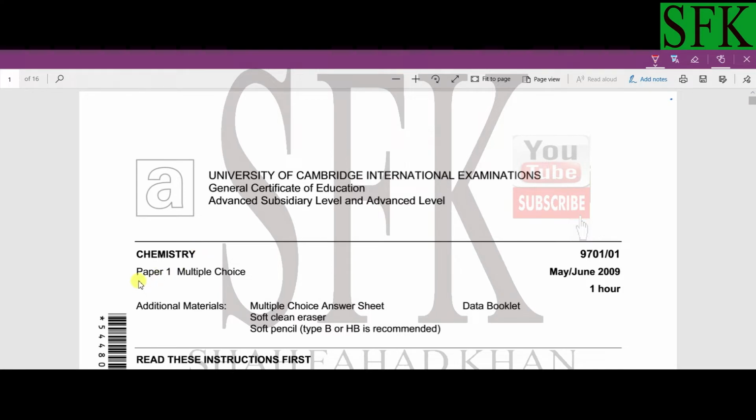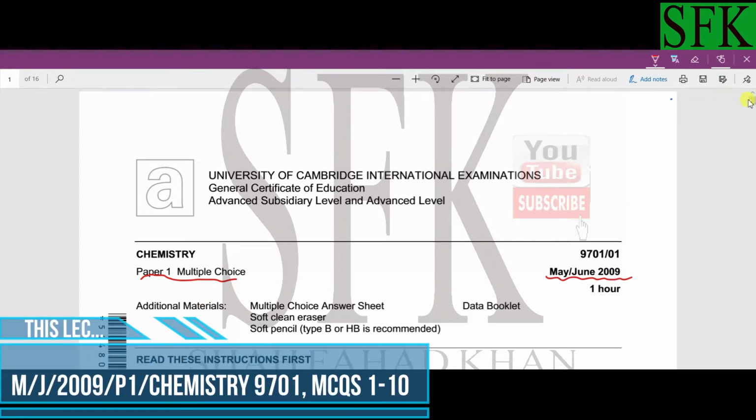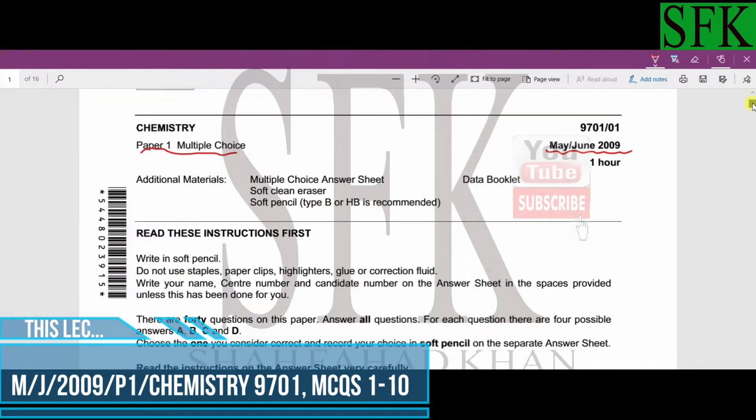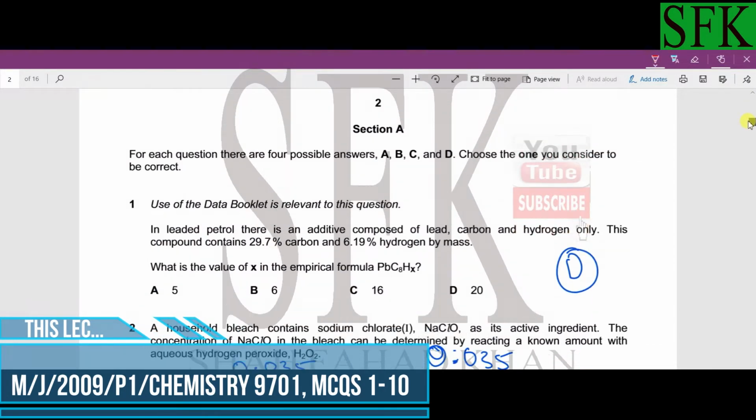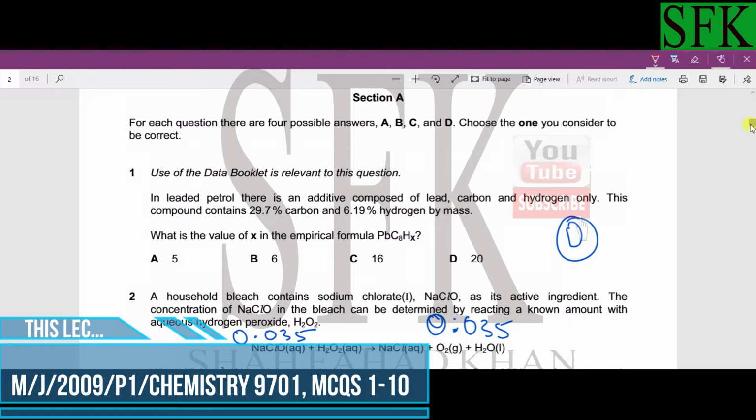So this is basically a paper from your past, Paper 1 of 2009 May June, and it's the chemistry paper. I'm going to do the first 10 MCQs in this lecture, and then in the next lecture, the link of which I've given in the description, I'll be doing the next 10 and so on. All right, so now let's get started with the first question.